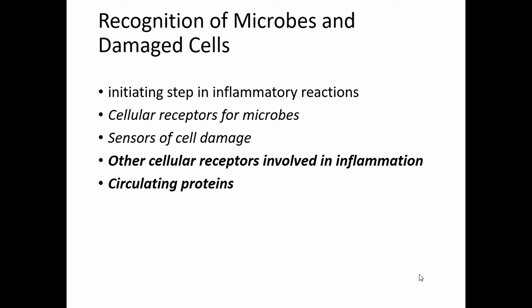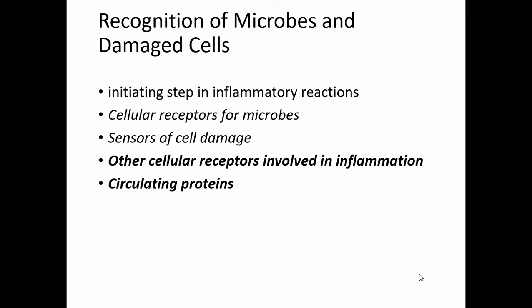So the recognition of microbes and damaged cells: the components or substances are released from damaged cells. This is the initiating step in the inflammatory reactions. The cells express receptors for microbes in the plasma membrane, the endosomes and the cytosol, which enable the cells to sense the presence of foreign invaders in any cellular compartment. The best defined of these receptors belong to the toll-like receptors, or the TLRs.